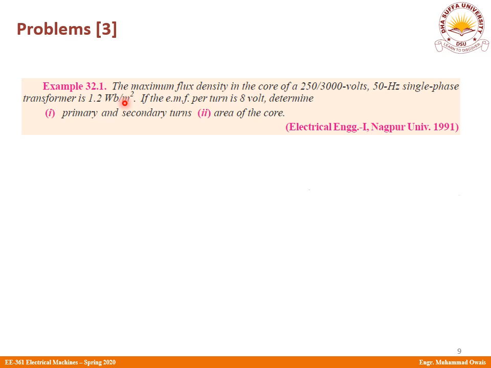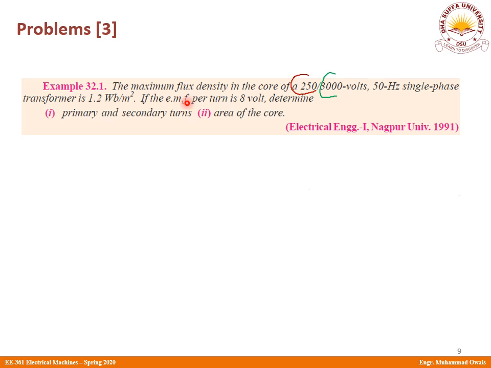And it's 1.2 Weber per meter square, or Tesla. So these are the specifications. We have a 250 to 3000 volts ratio, which means at the primary we have 250 volts. Okay, so at the primary it's 250. This is at the primary, and on the secondary we have 3000 volts, whereas the frequency is 50 hertz.